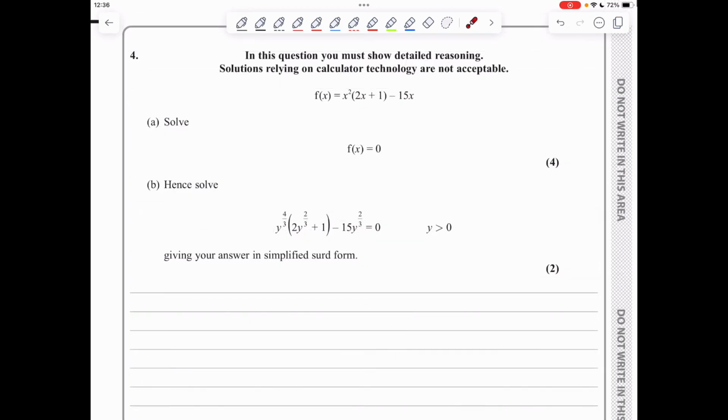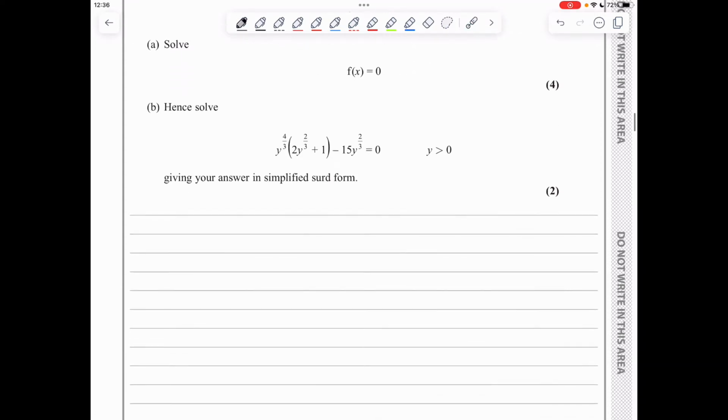In question 4, we need to solve the given equation being equal to 0, showing detailed working. So we will start by writing down the equation. We've got x squared brackets 2x plus 1 minus 15x is equal to 0. So what we could do is expand everything. We get 2x cubed plus x squared minus 15x is 0. We start by observing that x is a common factor, so it will be taken out.